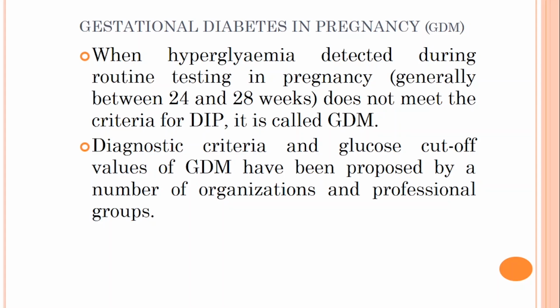When hyperglycemia detected during routine testing in pregnancy, usually between 24 and 28 weeks, does not meet the criteria for diabetes in pregnancy, it is called GDM. I repeat, when hyperglycemia detected during routine testing in pregnancy, usually between 24 and 28 weeks, does not meet the criteria for diabetes in pregnancy, it is called gestational diabetes mellitus.